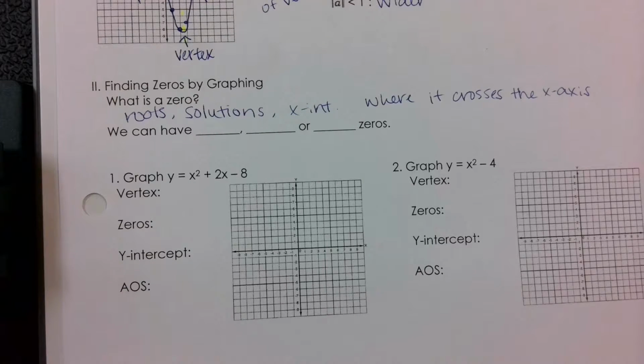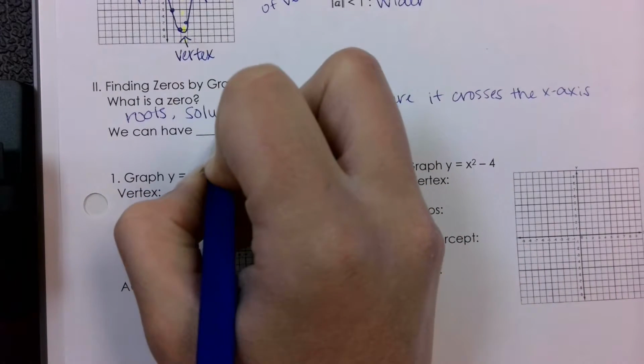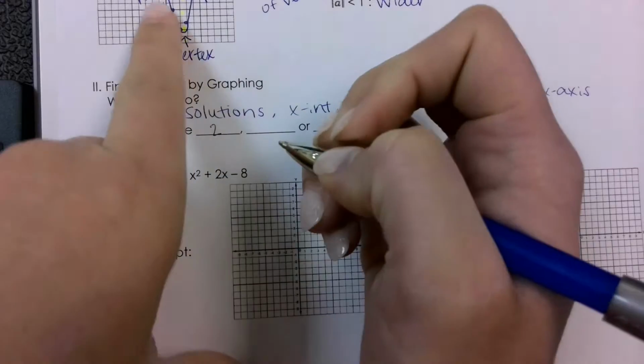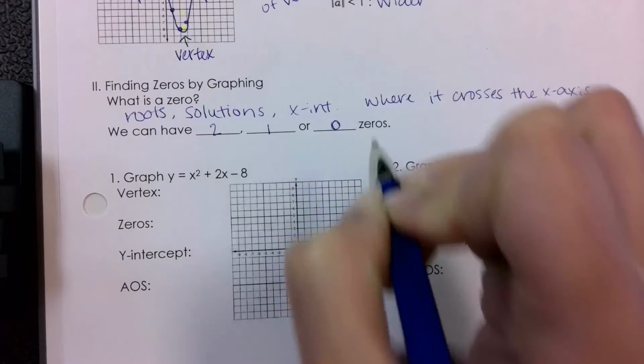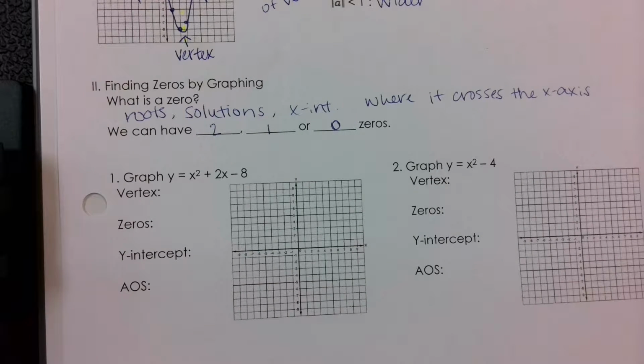So there are only 3 possibilities for how many zeros you could have when you're graphing them. Do you have any guesses what they might be? I'll just tell you what they are and then we'll guess from there. So you can either have 2, like we did up here. You can have 1, or you could have none. So if you have 2 roots, what is your graph going to look like?